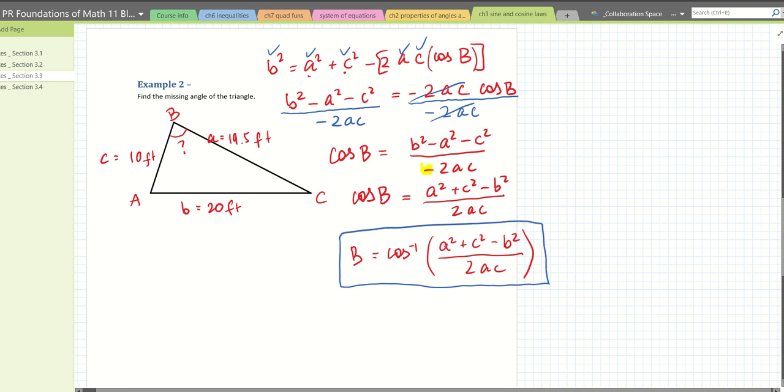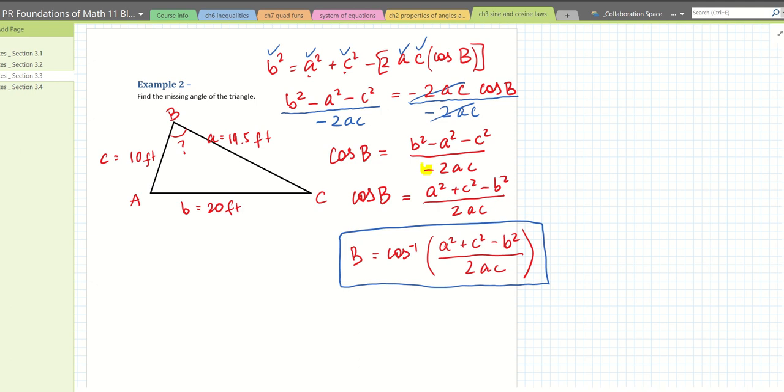So finding a missing angle using cosine law can be a little challenging because there are quite a few steps here, as you can see. But again, there's no other way to find this. So we only limit it to this approach.